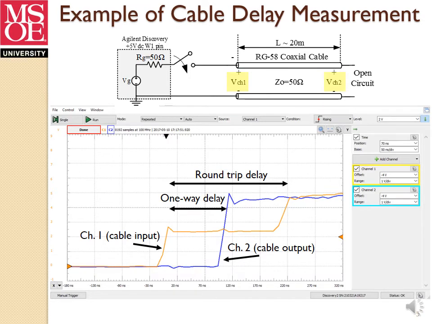This sample scope measurement shows a transient wave that is launched onto the cable and then propagates through to the output, where it is reflected back to the input due to the open-circuited load. Students can directly measure the one-way and round-trip delays through the cable.